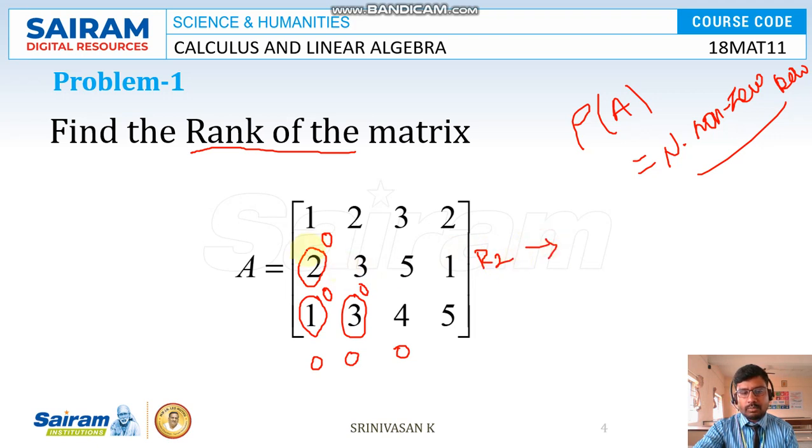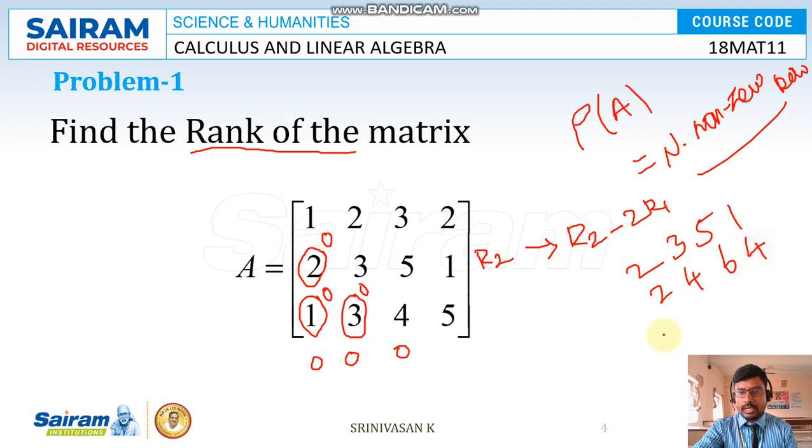In R2, I want to make this 0 by using another row. So I take R2 and subtract 2 times R1. R2 is 2, 3, 5, 1. Multiplying R1 by 2 gives 2, 4, 6, 4. Subtracting, we get 0, then minus 1, minus 1, and minus 3. So this is our new second row.